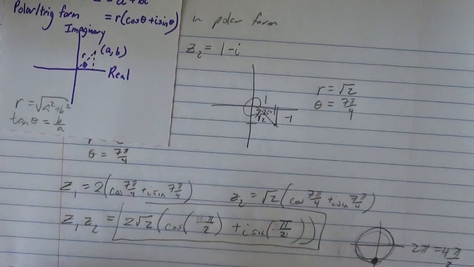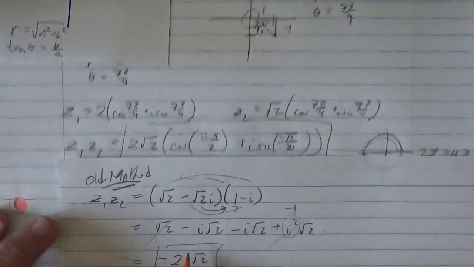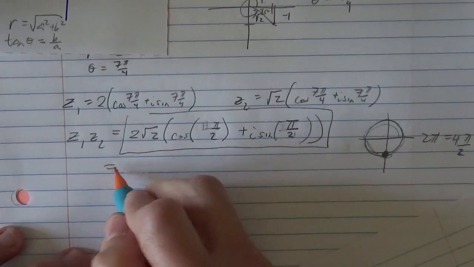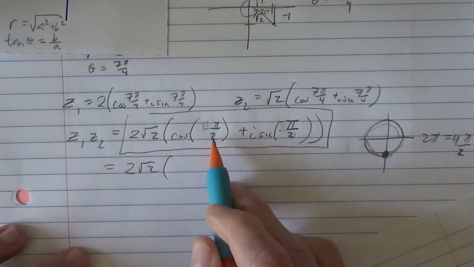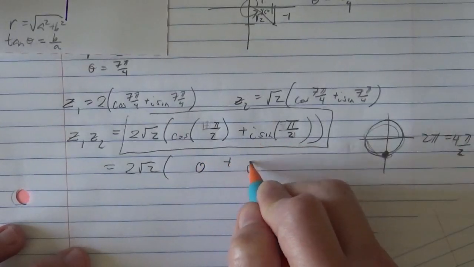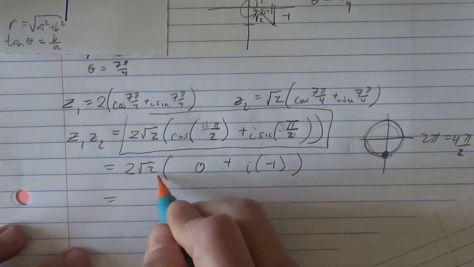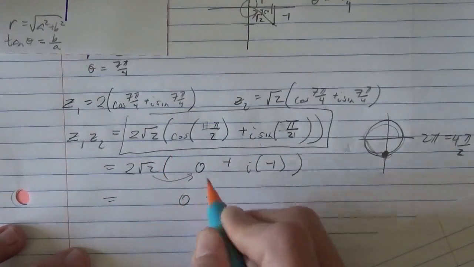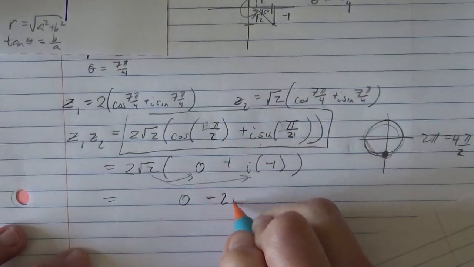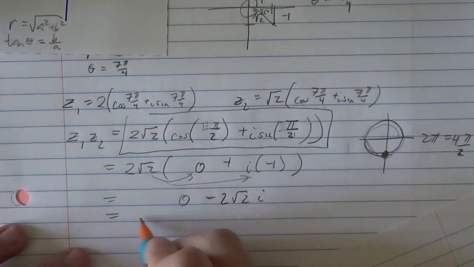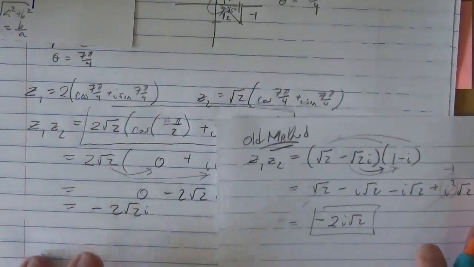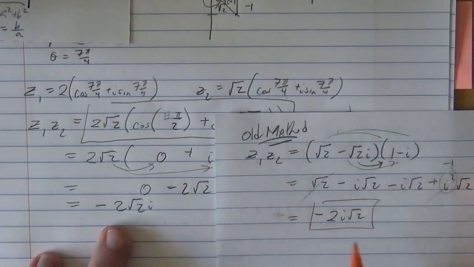Now if you're curious whether it matches the old way we did, all you have to do is convert it back to standard form by just figuring out what these are. The cosine of 3 pi halves is 0, and the sine of 3 pi halves is -1. So distributing this, we definitely get 0 plus or minus 2 root 2 i. So this is indeed minus 2 root 2 i, which totally matches the old method that we got before.